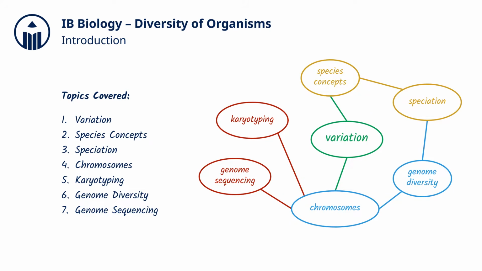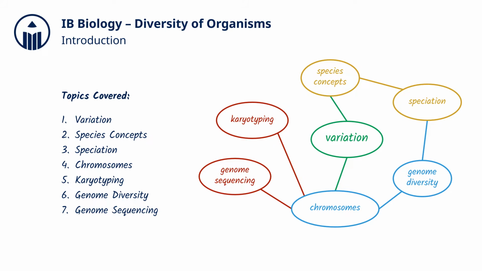In this video, we'll explore key concepts in the IB biology topic of diversity of organisms. We'll start with variation, then discuss species concepts and speciation. From there, we'll dive in deeper to the molecular level, starting with chromosomes and karyotyping. This will help us understand the genome diversity that underpins organism diversity. Finally, we'll take a look at genome sequencing that allows us to study this.